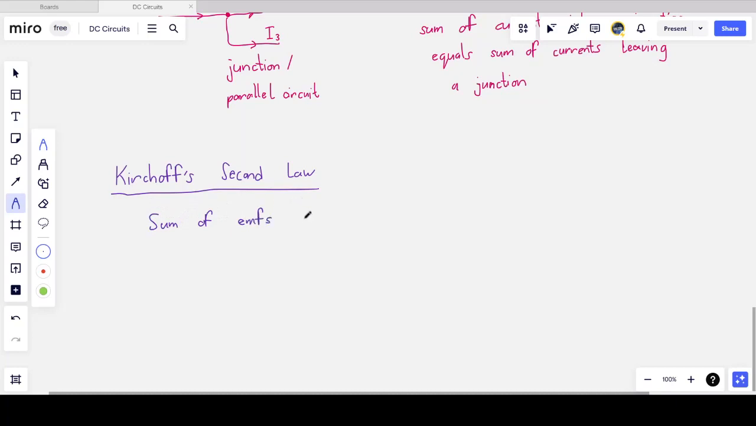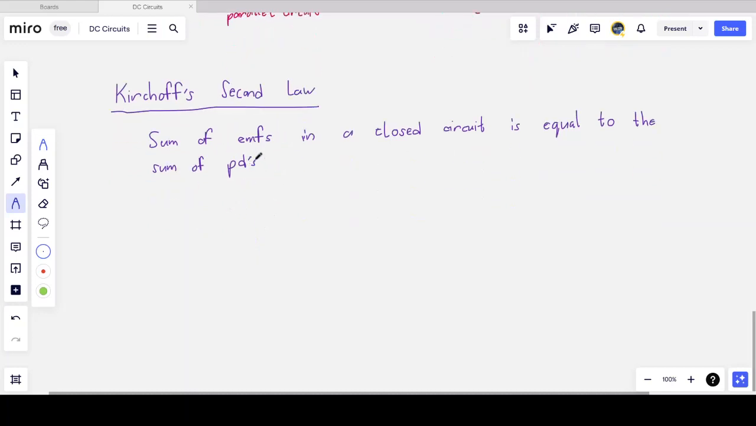The sum of EMFs in a closed circuit, and a closed circuit is any one like we've shown, where current is allowed to flow, is equal to the sum of potential differences. So basically what this means is energy must be conserved. All of the energy provided by a cell must be used by the components of the circuit. And so the sum of all the EMFs must equal the sum of all the potential differences across different devices in the circuit.